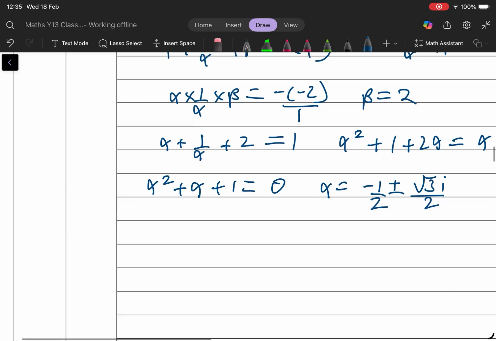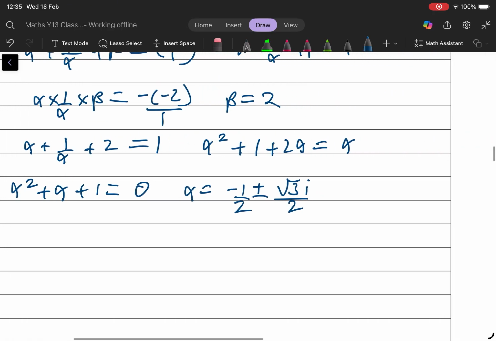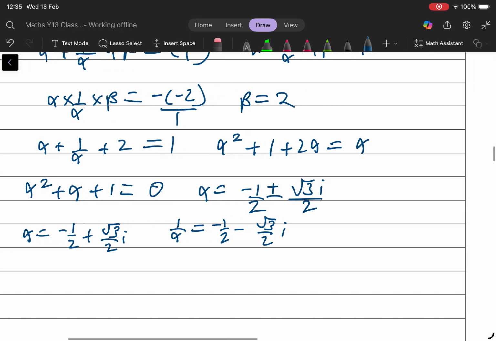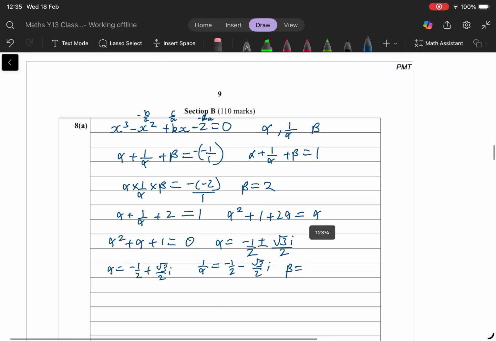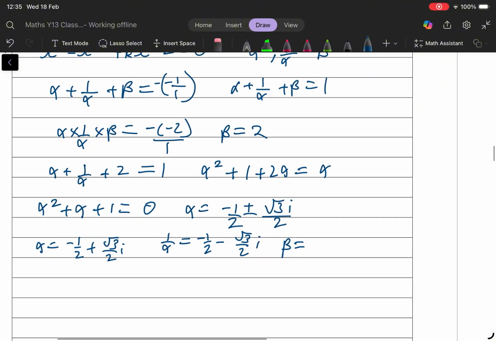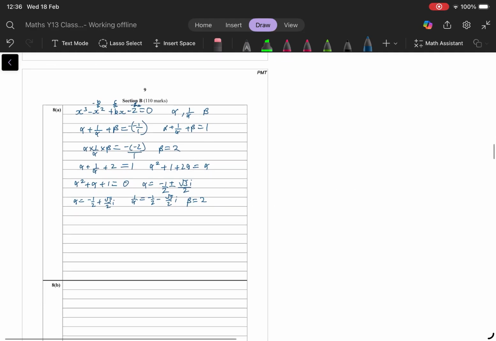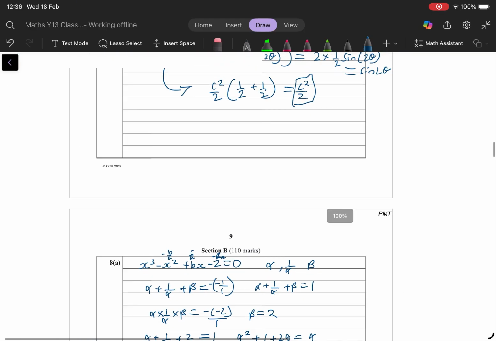So we could say that alpha equals minus a half plus root 3 over 2i, and then alpha to the minus 1, or 1 over alpha I should probably put, equals minus a half minus root 3 over 2i. Now I don't think it matters which order you put them in, because either one would work, and you can't really determine which one is alpha and which one's 1 over alpha, but yeah, that would be our answer to the roots of this polynomial.